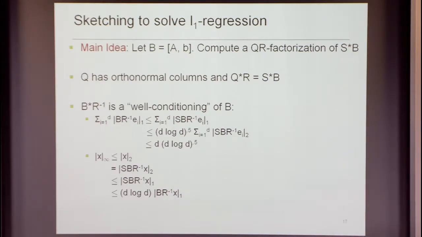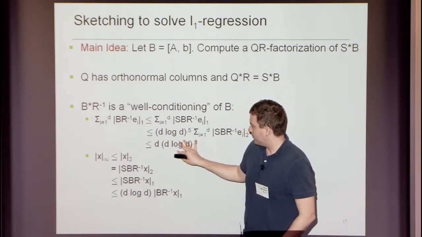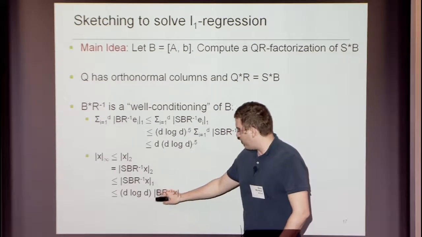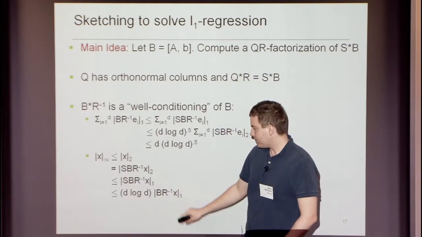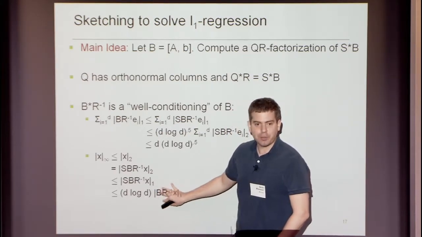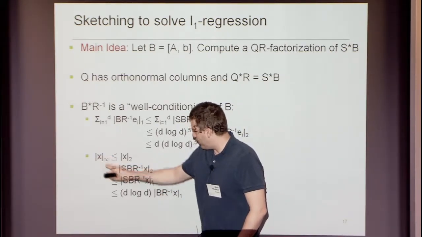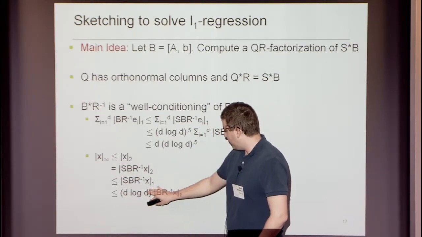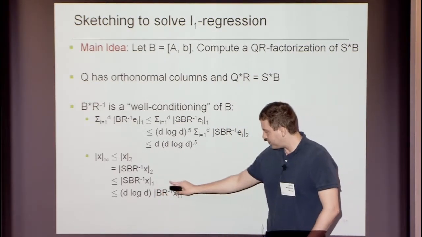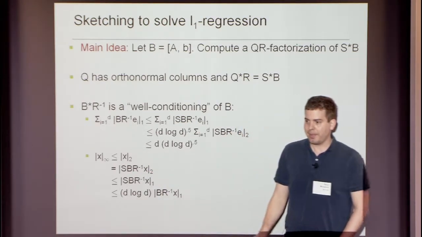So there are two properties here. The first property is that the entry-wise L1 norm is not too large. And the other property is if I apply B R inverse to any vector x, I can't shrink the one norm of x too much, because the infinity norm is at most d log d times this one norm. If I just scaled all the entries to be very small, then this property would not hold.